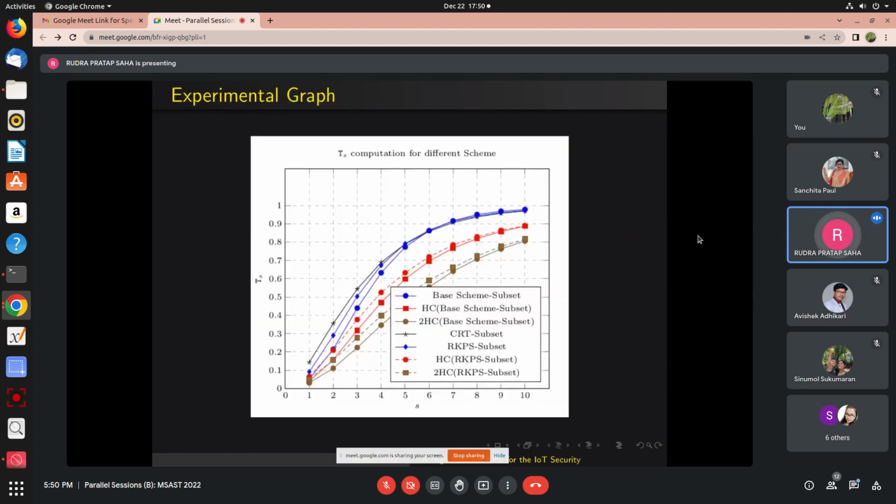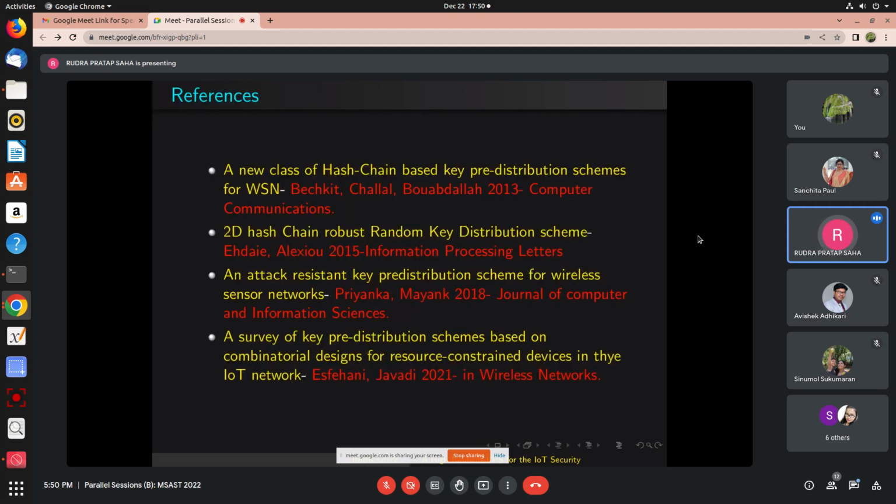So these are the experimental graphs. We saw that the base subset scheme has better resiliency than some of the existing schemes. These are the references.